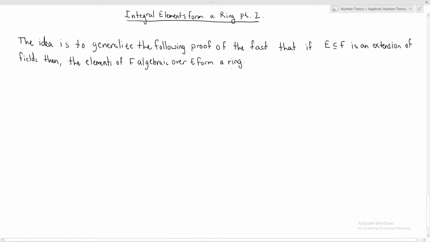So here, I guess, notice that really all we're changing in this setting is, E is no longer a field, it's an integral domain. And I'm changing the word algebraic to integral. Okay. I guess maybe I should remind you the actual result that I'm going to prove today.